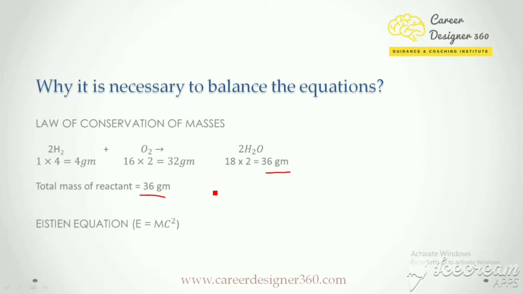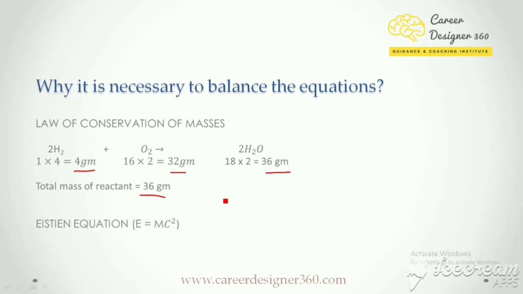We can understand it with the help of this example, where 2 molecules of hydrogen react with 1 molecule of oxygen to form 2 molecules of water. Here we say that 2 molecules of hydrogen, that is 4 gram, this is the molecular weight, and 1 molecule of oxygen, that is 32 gram, react to form 2 molecules of water, that is 36 grams. Now we can easily see that the total mass of the reactants is equal to the total mass of the product, that is 36 gram.